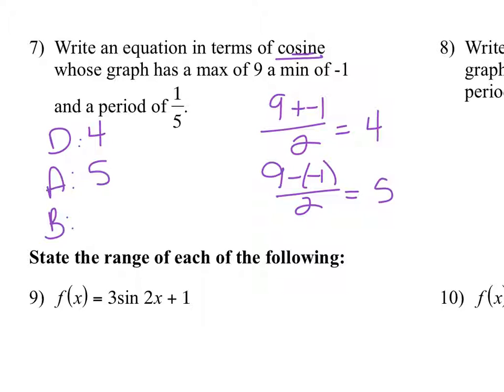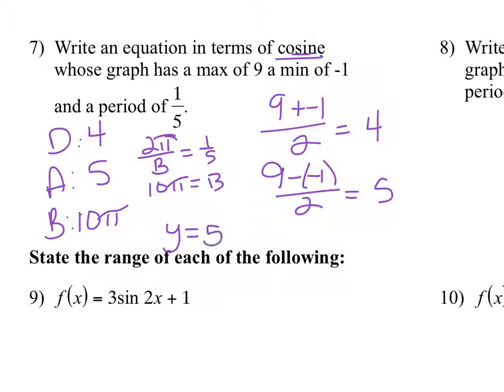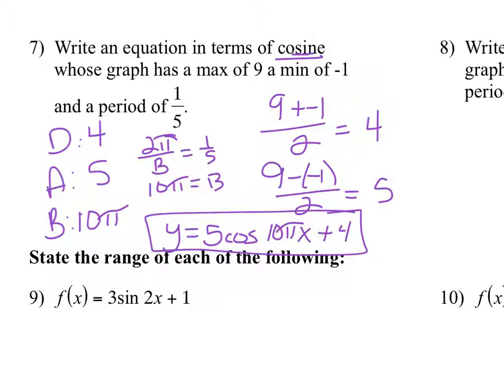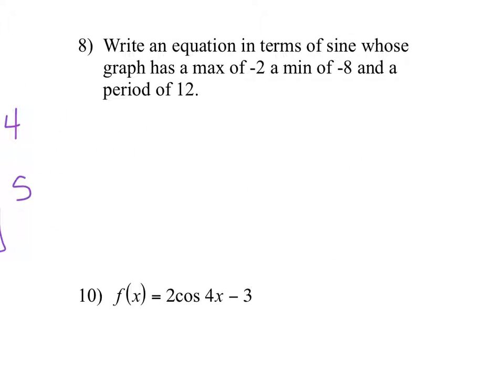And a period of 1/5. So 2 pi over b equals 1/5. Cross multiply, you get 10 pi equals b. It's easy enough. So then it's cosine, so it's y equals 5 cosine bx plus d. Didn't do any reflections. Interesting.